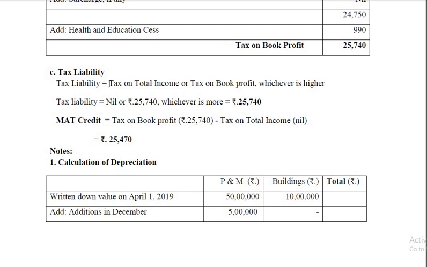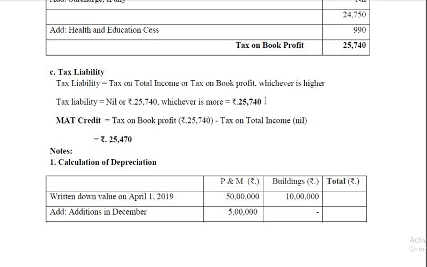In other words, whenever tax on book profit is more than tax on total income, then book profit is taken as the total income and then the tax will be calculated thereon and MAT is applicable. So here tax on total income is nil, tax on book profit is 25,740, therefore whichever is more or higher, so 25,740. So this is the tax liability of the company.